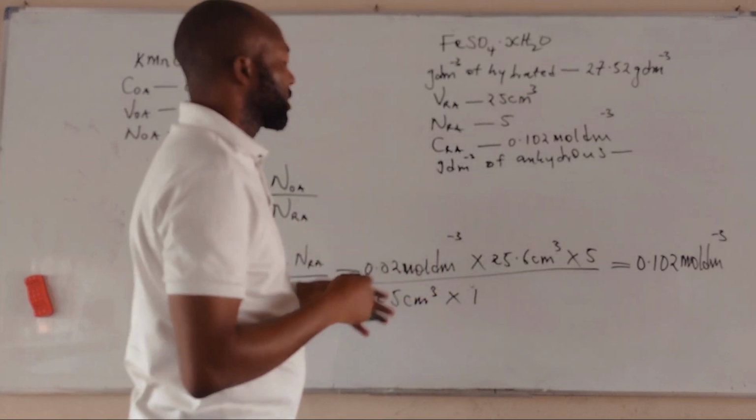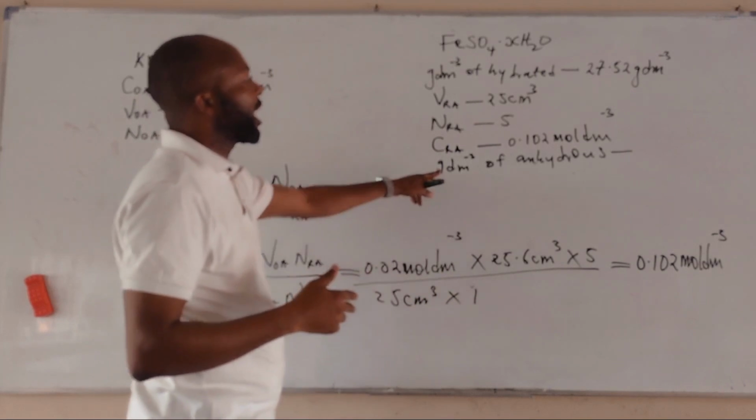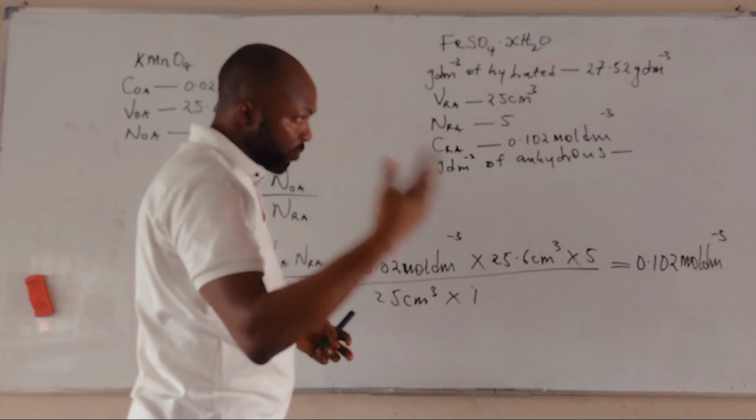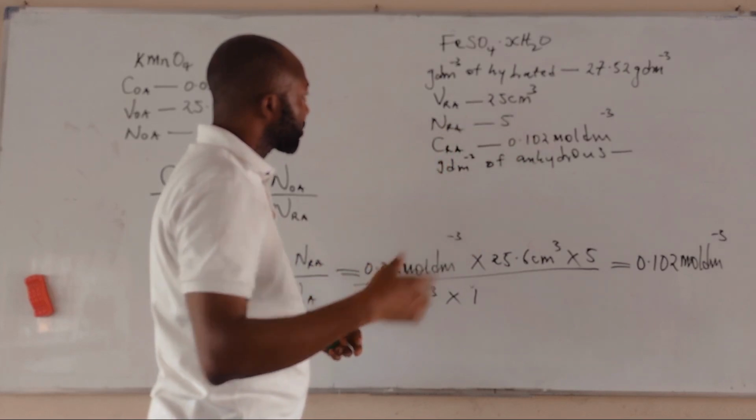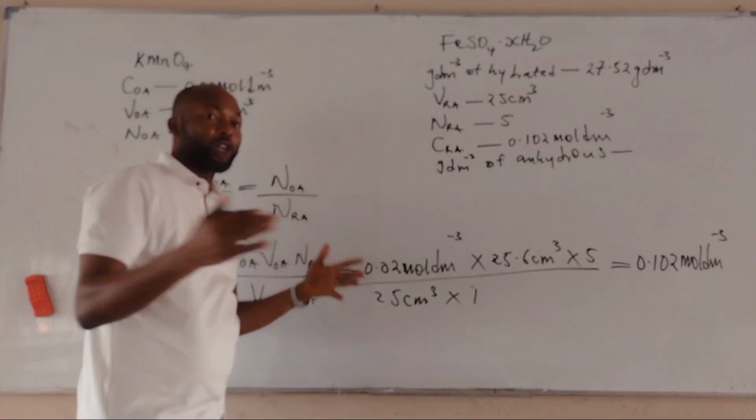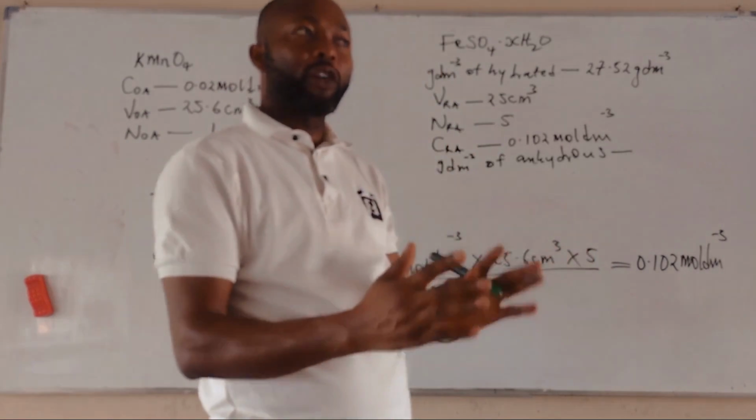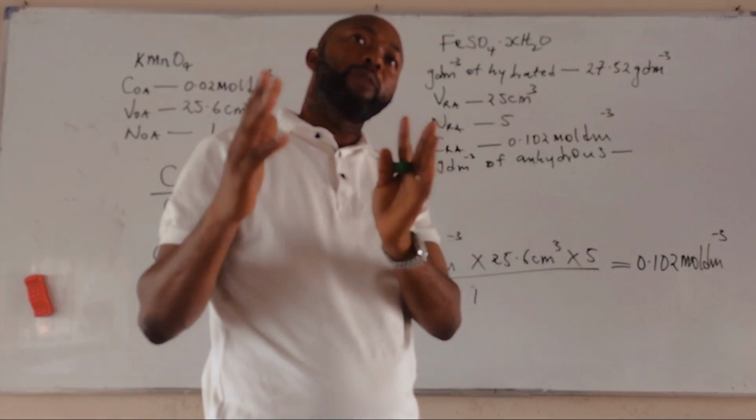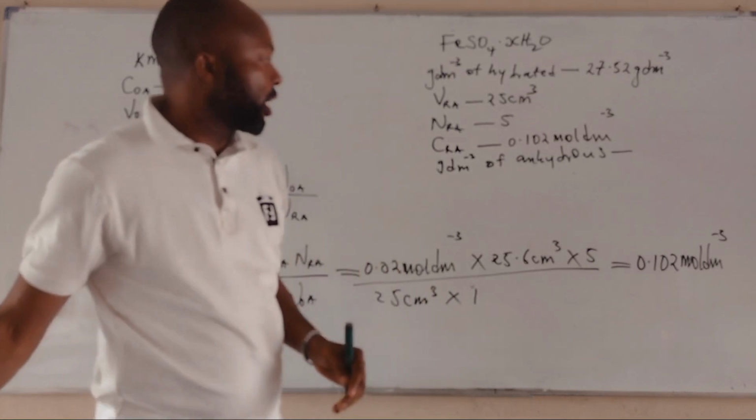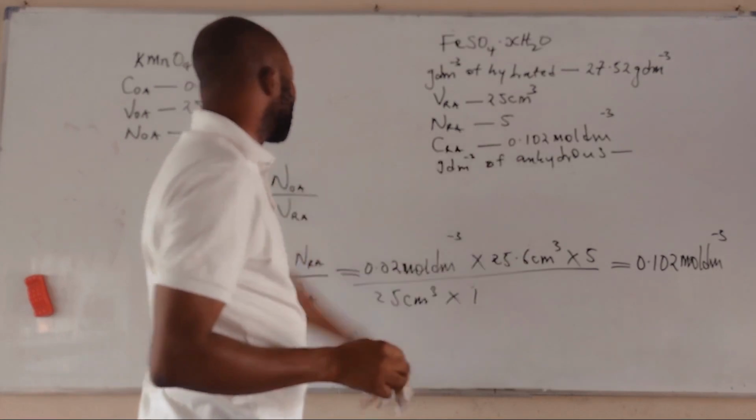Now that we have gotten this, I have to calculate the mass concentration of the anhydrous. Mass concentration is molar concentration times relative molecular mass, which means I'll be looking for the relative molecular mass of this. The formula says relative molecular mass of hydrated over mass concentration of hydrated is equal to relative molecular mass of anhydrous over mass concentration of anhydrous. So now let us get the mass concentration of the anhydrous.